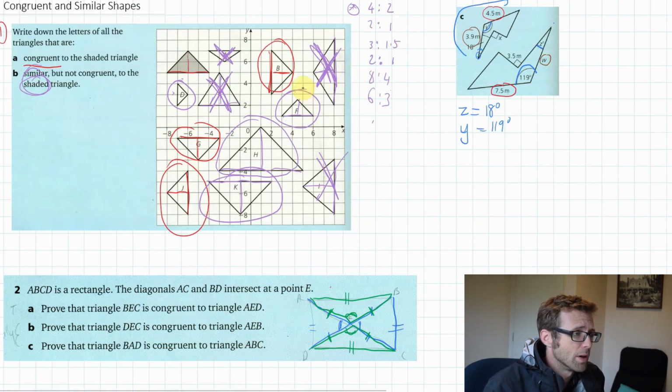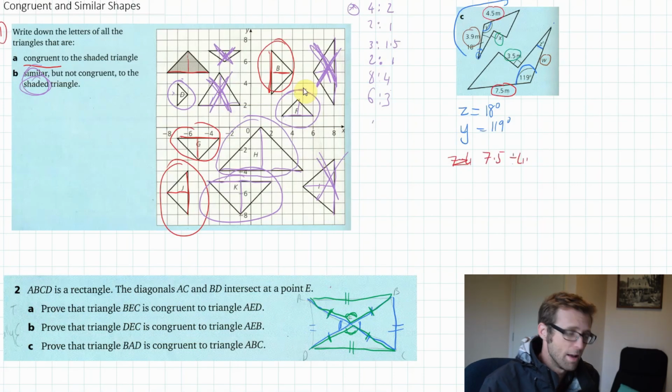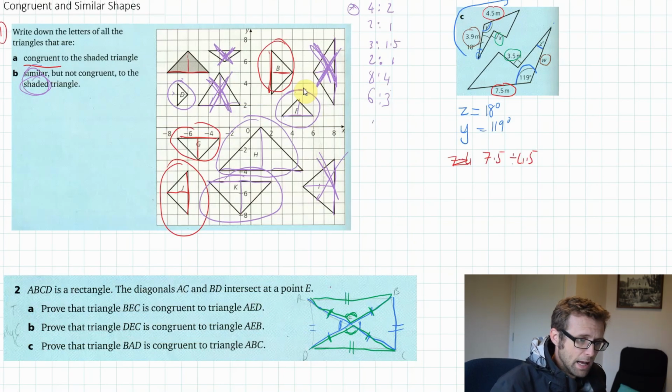And what else have we got here? We've got a 3.5 and an X corresponding. So let's use the 4.5 and 7.5 to find out what the enlargement factor is. So I'm going to go 7.5 divided by 4.5. So when we do this, 7.5 divided by 4.5 gives us an enlargement factor of 5/3.